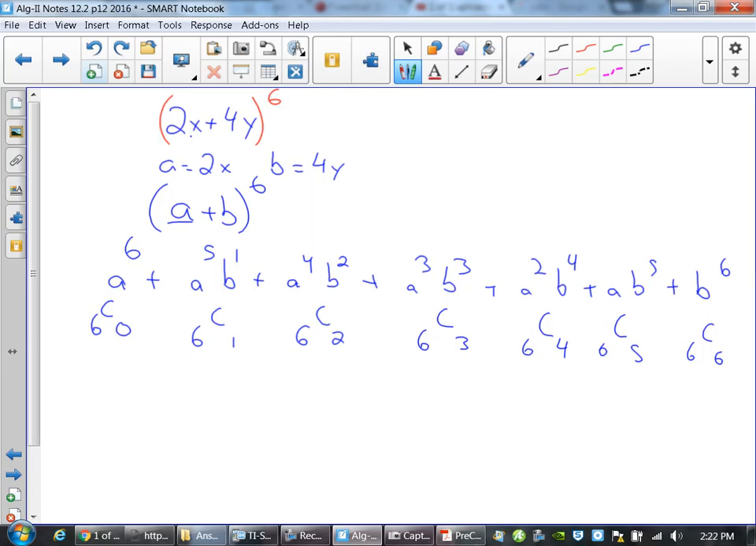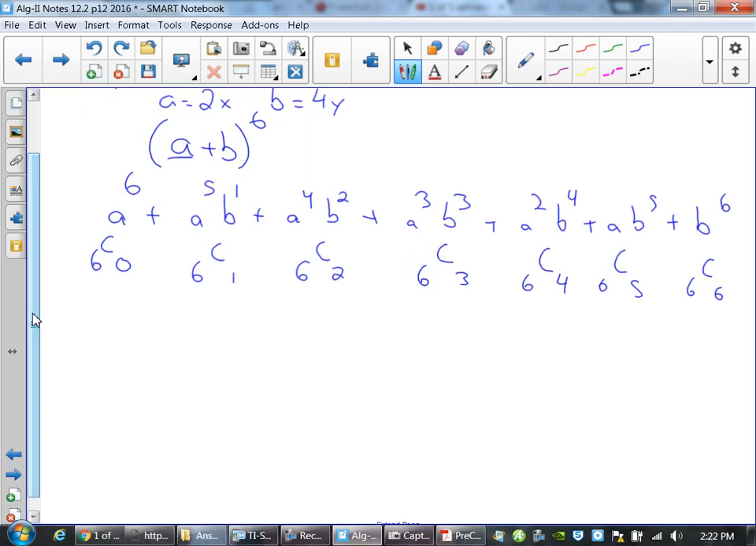When I have these problems, especially when you have terms that are not single values, like 2x, 4x, or 2x squared, 4x to the third, things like that, I always write them in A's and B's because it's easier to see what's going on. And I'll go back and substitute later. I'm going to find all these numbers. 6 choose 0 is 1, A to the 6th. The next one is 6 choose 1, which is 6, and then it's A to the 5th, B to the 1st.